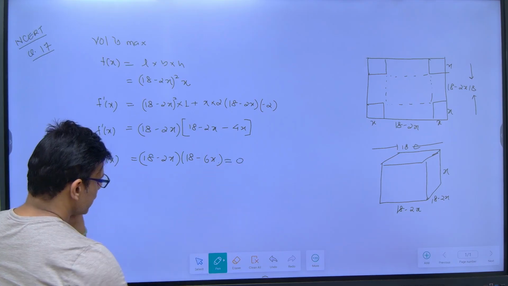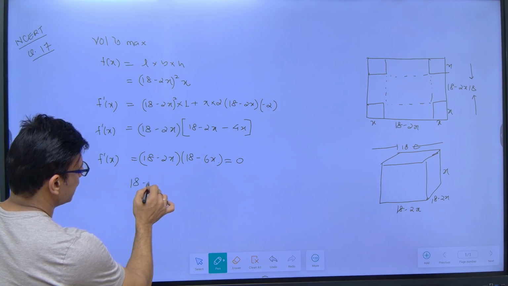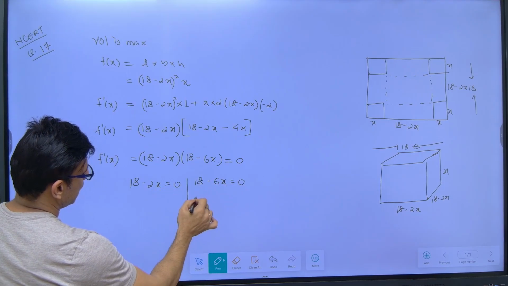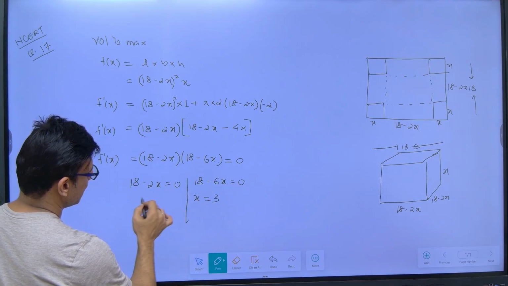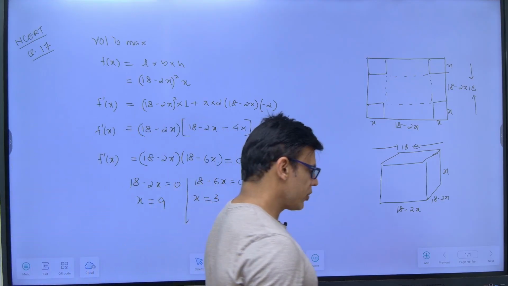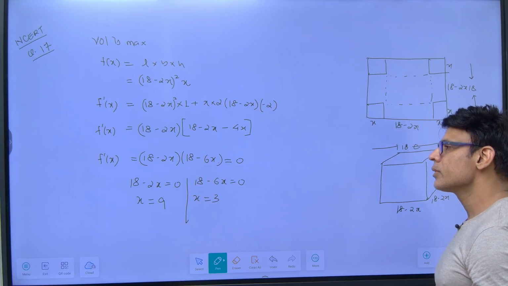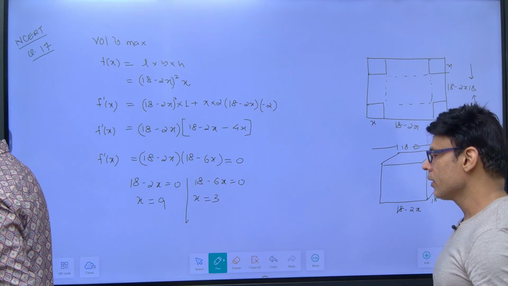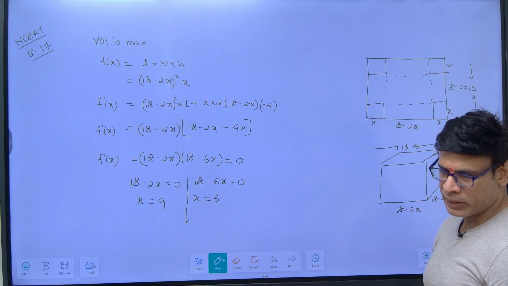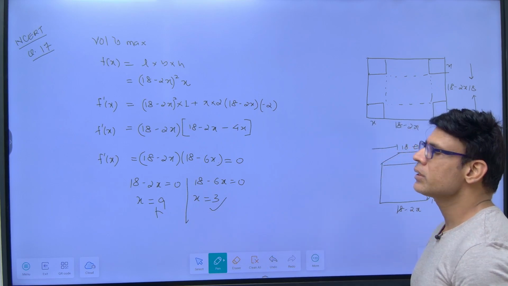And then next step, put it equal to 0. Already factorized, so from here how much will come? 18 minus 2x is equal to 0 and 18 minus 6x is equal to 0. x is equal to 9, x is equal to 3. Since both are positive, x is a length. Which one to be ignored? 9. If you put 9, the length becomes 0, everything will become 0. So you cannot form a box. So x is equal to 3.